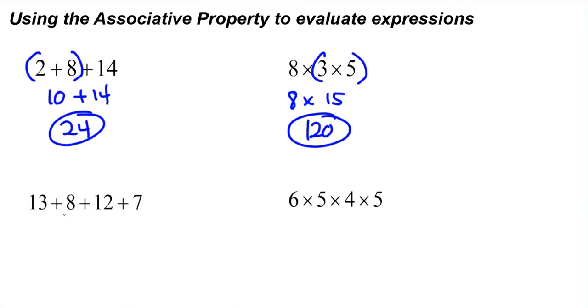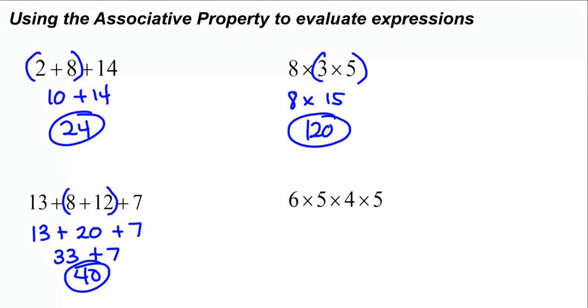This one, 13 plus 8 plus 12 plus 7. These middle numbers here go together nicely, so I'm going to group those together, and I'm going to get 13 plus 20 plus 7, and then this gives me 13 plus 20 is 33, and 33 plus 7 is 40.